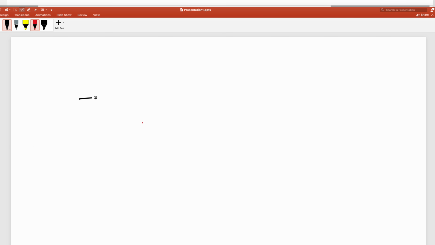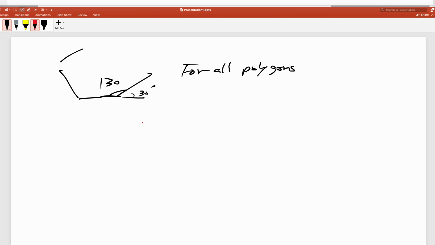So what I'm trying to tell you is, if this is the interior angle, let's say it is 130, the exterior angle is 30, right? Yeah. And actually for all polygons... okay, let me be specific. For all regular polygons. Regular means all the interior angles are the same, 130 in this case. All their exterior angles are also the same.